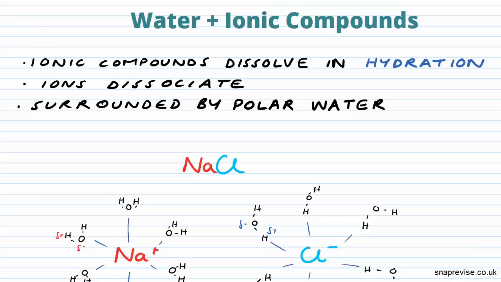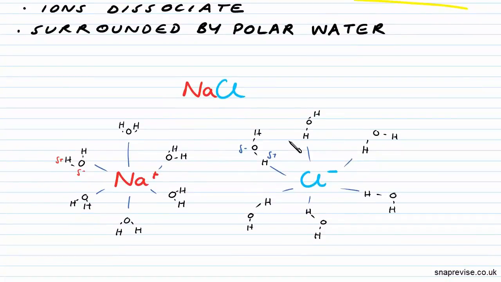So let's look at why water is used as a solvent with ionic compounds. Well, ionic compounds dissolve in hydration, and what happens is the ions dissociate into positive and negative ions, and they become surrounded by the polar water molecules. In our water molecules, the hydrogens are slightly delta positive and the oxygens slightly delta negative.